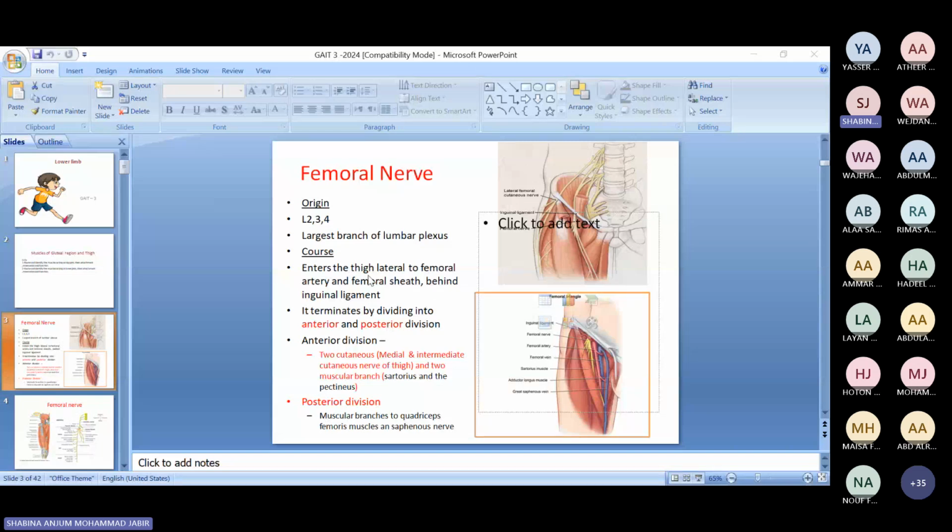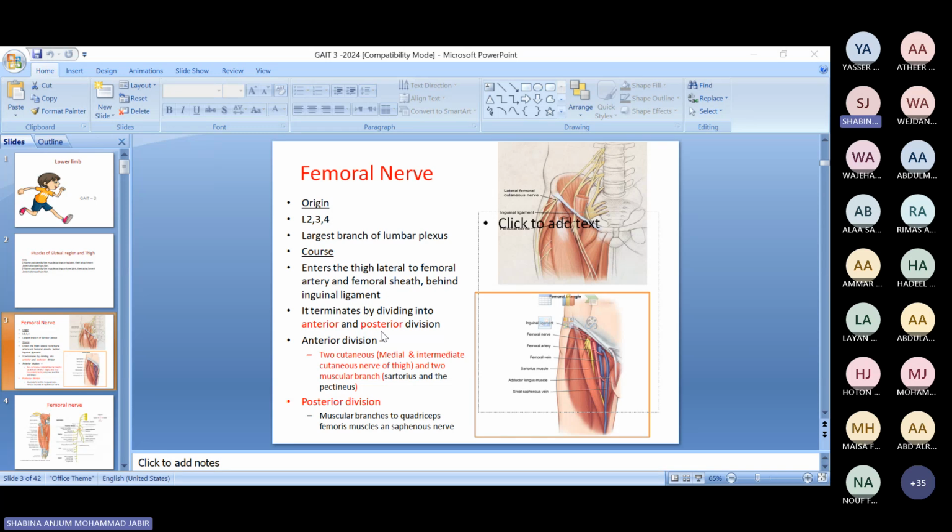So we have first the femoral nerve. Here you can see the arrangement: most laterally, we have the femoral nerve, then next the artery, then the vein. Then you can see nicely at this region, just below the inguinal ligament, it is dividing into many small branches. First of all, it will divide into two branches, anterior and posterior divisions.